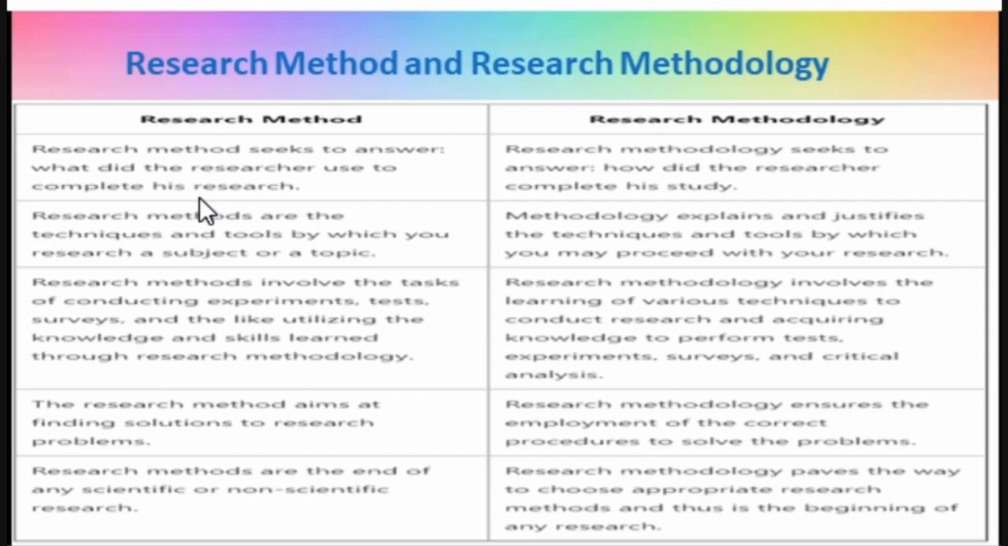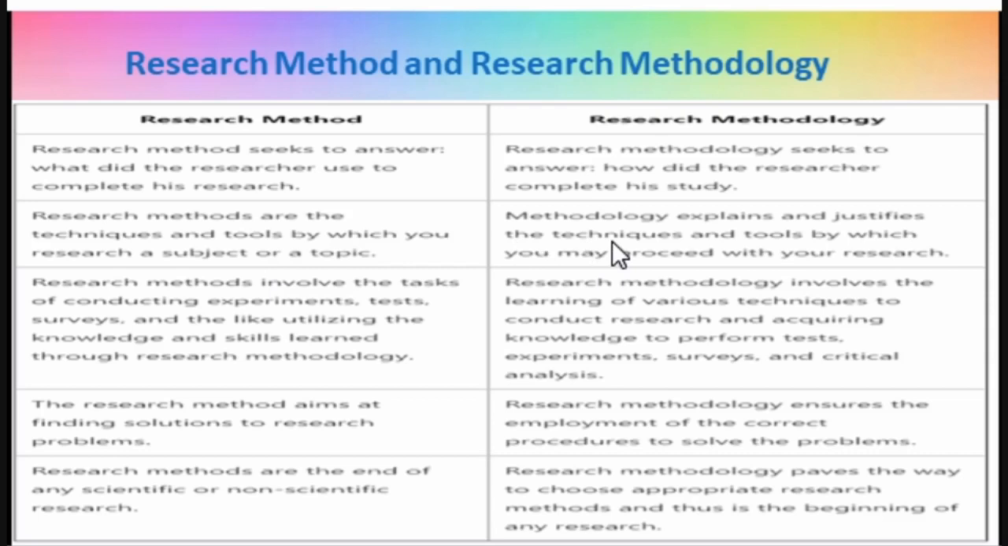In research methodology, how did the researcher complete the study? Research method is only a portion, discussing only the method part, whereas research methodology seeks to answer about the overall portion of the research. Research methods are the techniques and tools by which you do research on a particular topic. Methodology justifies the technique. As I told you, the research method is that I chose Google Forms. Research methodology asks why you chose Google Forms.